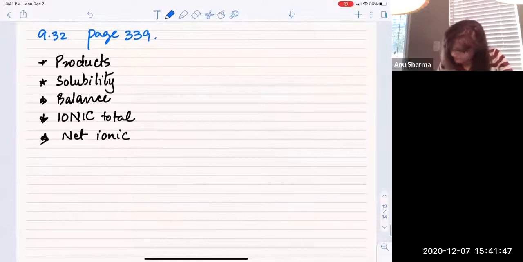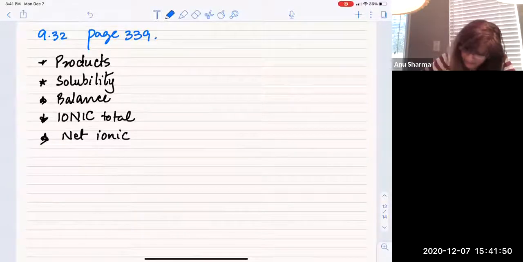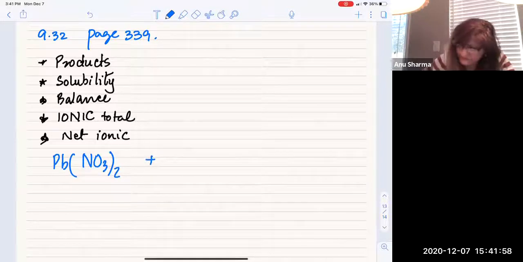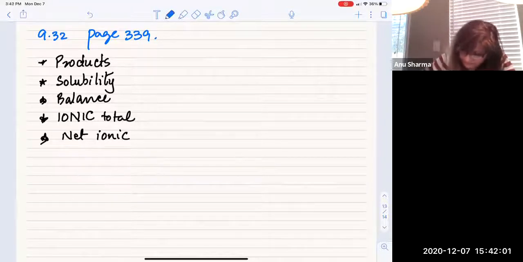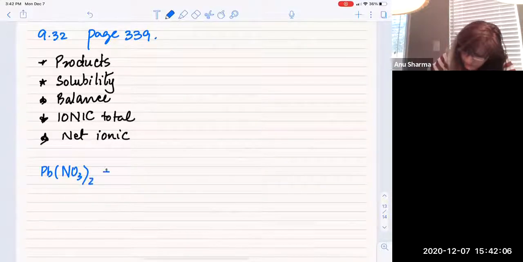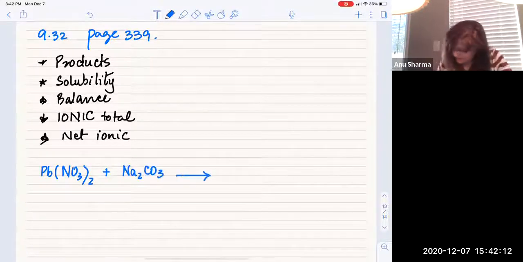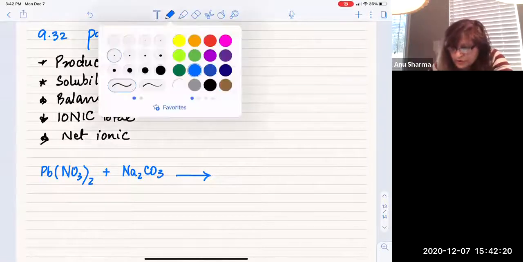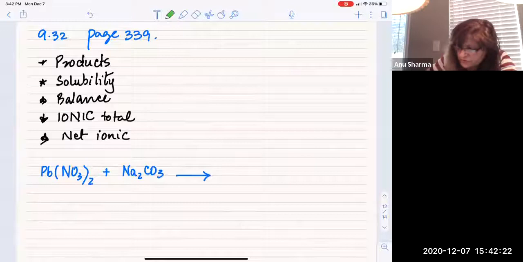You are given lead nitrate, Pb(NO3)2, plus sodium carbonate, Na2CO3, and this gives you... now what are the products? That's a question that can be asked. So here is your outer, inner, inner. Lead is going to combine with the carbonate.